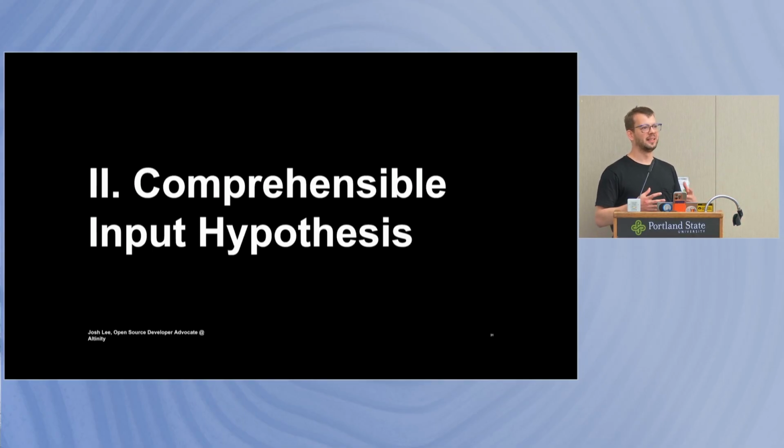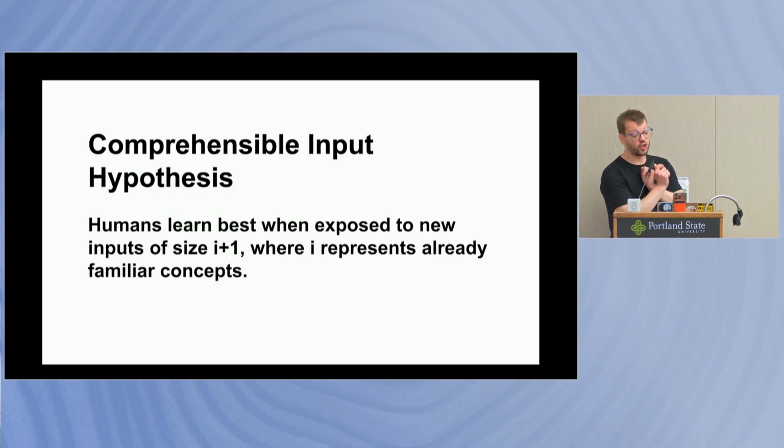While we're doing that, like how much do we learn with each iteration, right? So humans learn best when exposed to new inputs of size I+1, where I represents already familiar concepts. This is what brings this all together, right? So realistically, we want that I to be as large as possible relative to the 1, because that's what makes this easy for the brain. With as complex as DevOps has become, that's a really long journey, right? To get that I larger.